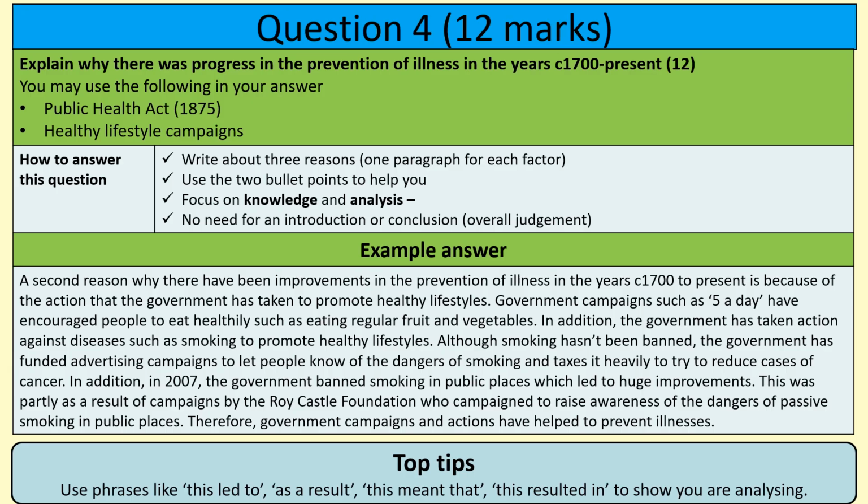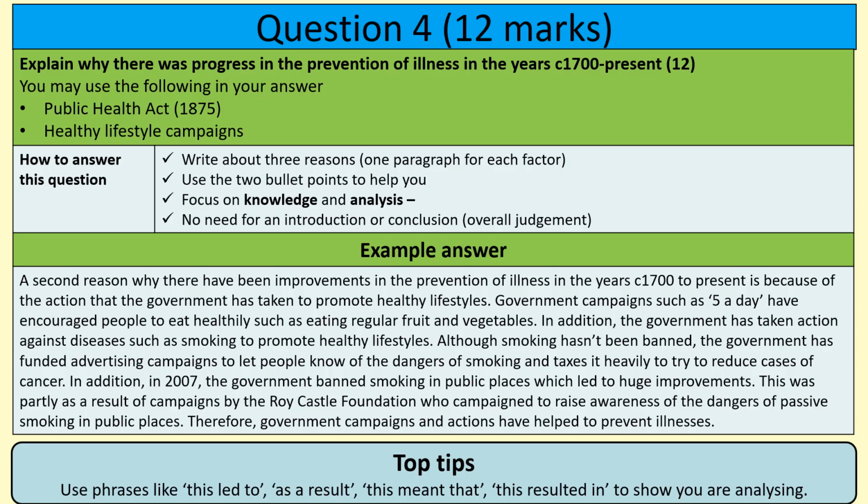The second reason why there have been improvements in prevention of illness in the year 1700 to the present is because of the action the government has taken to promote healthy lifestyles. Government campaigns such as 5 a day have encouraged people to eat healthily, such as eating regular fruit and vegetables. In addition, the government has taken action against diseases such as smoking to promote healthy lifestyles. Although smoking hasn't been banned, the government has funded advertising campaigns to let people know of the dangers of smoking and taxes it heavily to try to reduce cases of cancer.